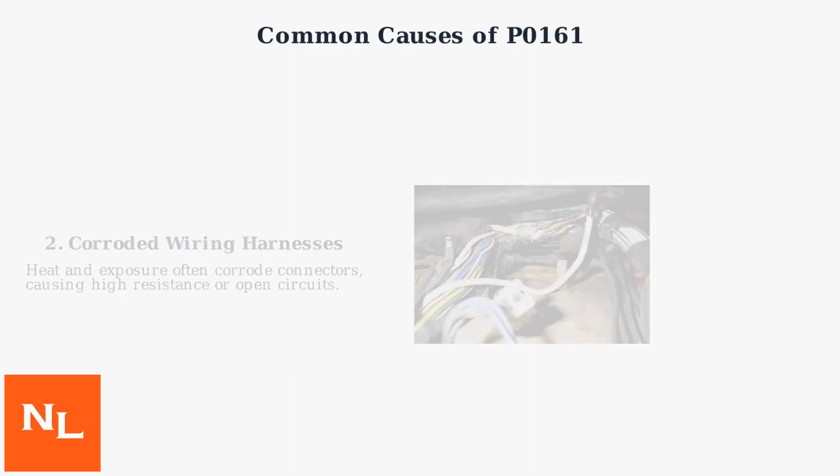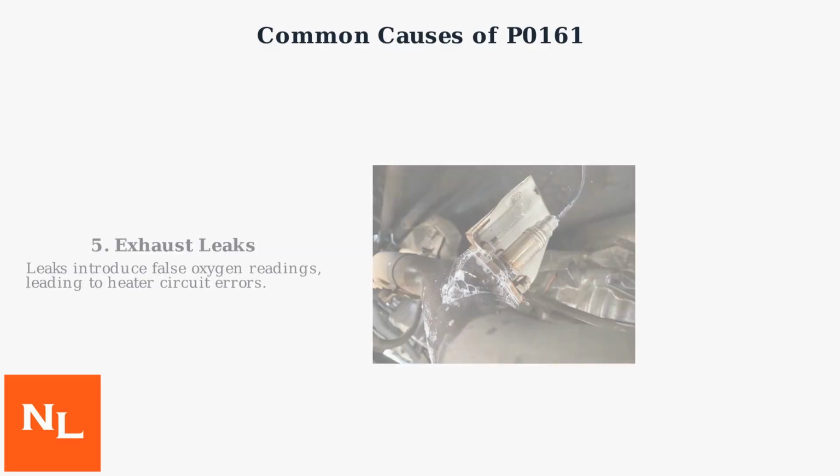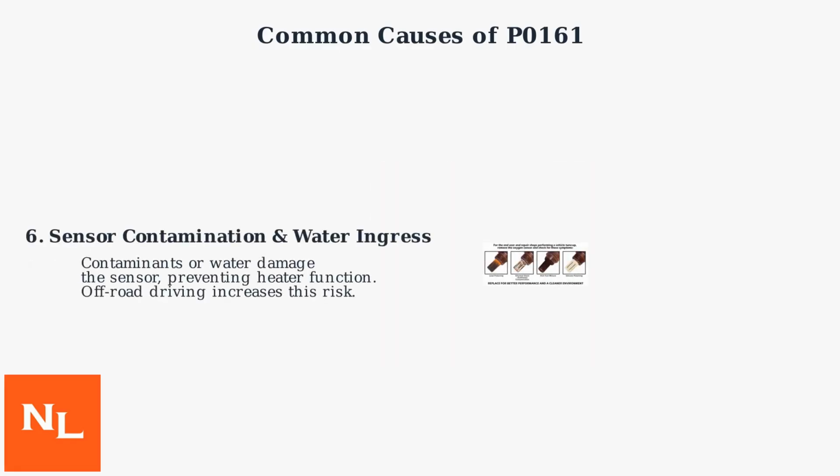The P0161 code is triggered by several common causes. The most frequent is a faulty oxygen sensor itself. Second, corroded or damaged wiring harnesses can interrupt the heater circuit's electrical flow. Third, blown fuses in the circuit can cut power to the heater, as these fuses are often shared with other sensors. Fourth, less commonly, problems with the powertrain control module can cause the code due to software glitches or hardware faults. Fifth, exhaust leaks near the sensor can affect its performance and trigger the code. Finally, sensor contamination from substances like antifreeze or silicone, as well as water ingress from off-road use, can cause failures.